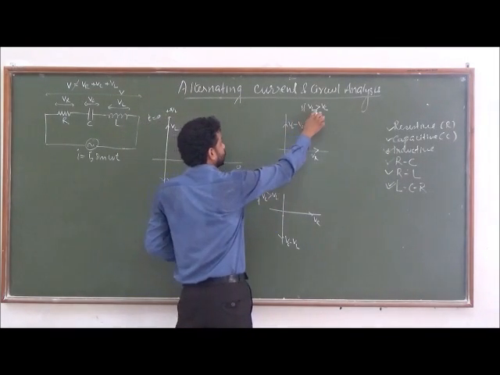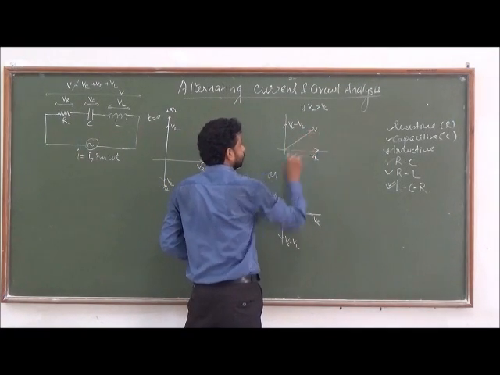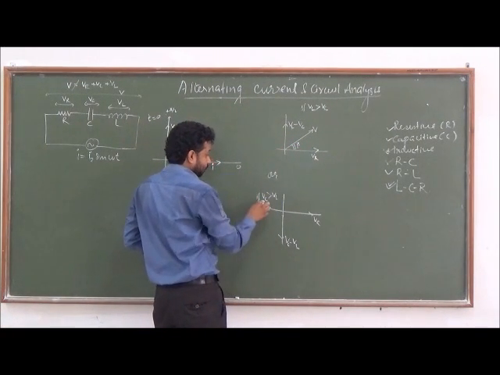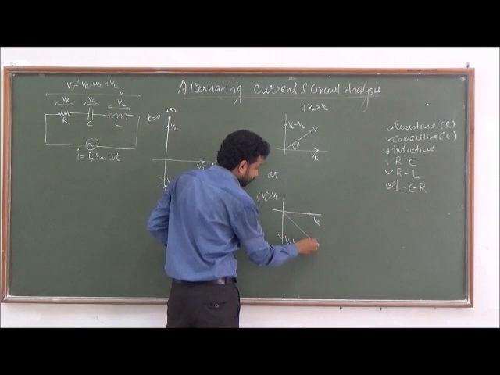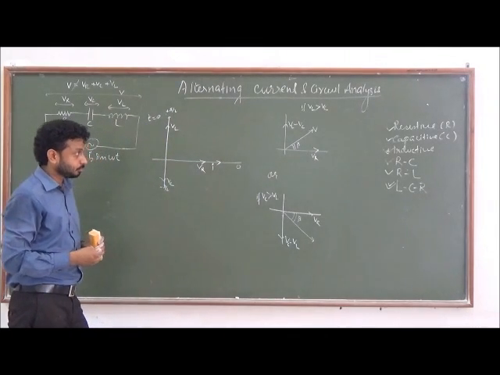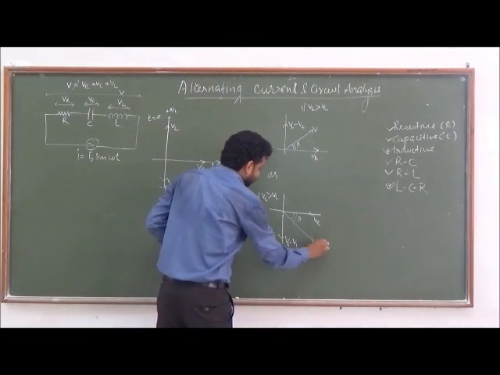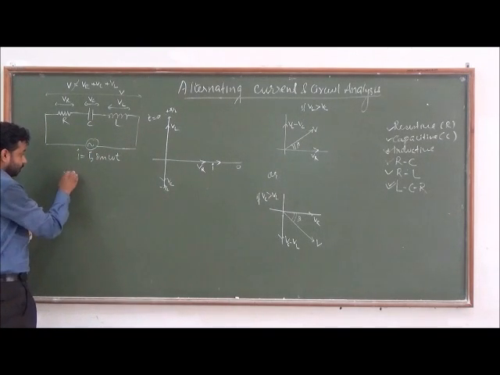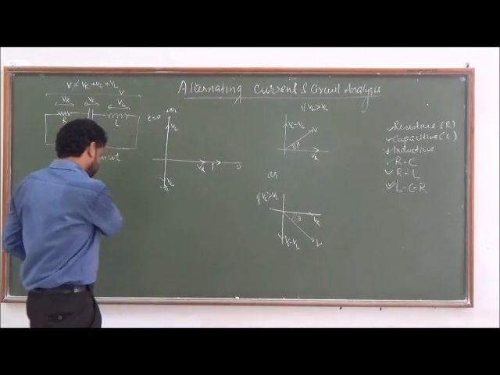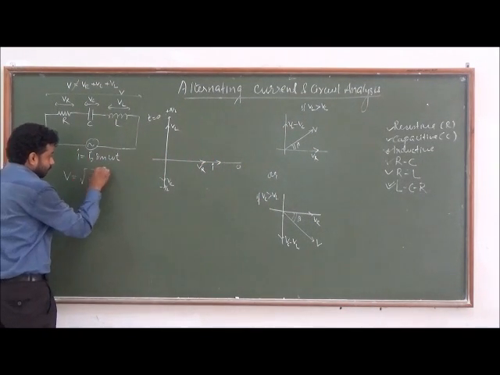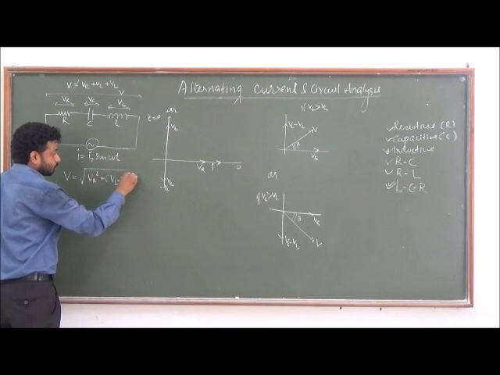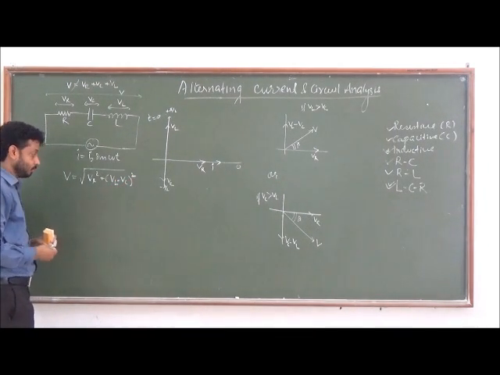So if your VL is more than VC, the net potential V will lead the current by an angle beta. If your VC is more than VL, then your net potential will lag the current by an amount of beta. How do you find the V? We don't have to worry much about whether VL is more than VC or less than VC, because the resultant can be given as root over VR square plus VL minus VC square. So it's a square term, it doesn't matter which is bigger.